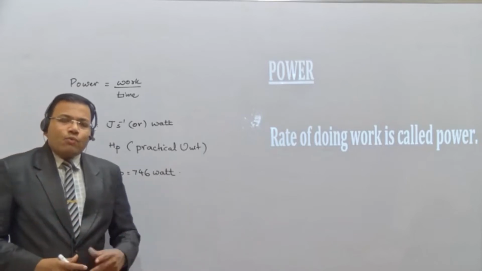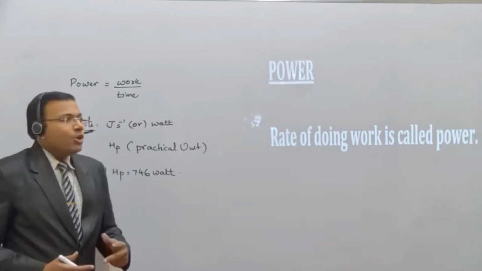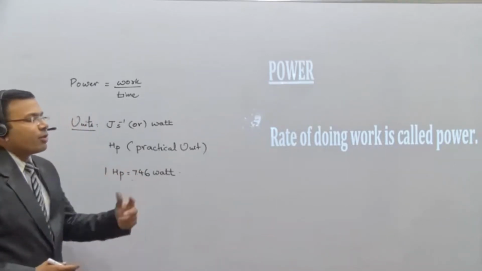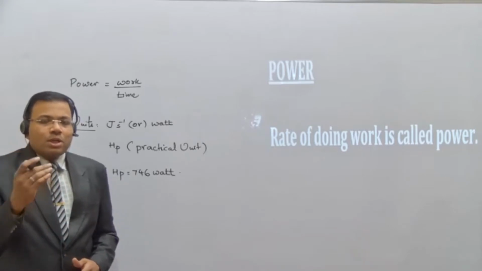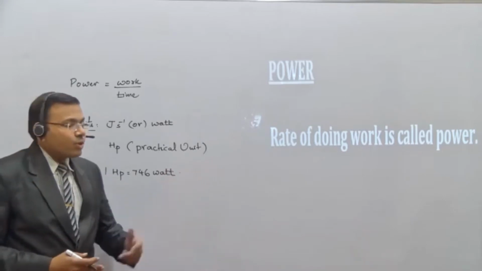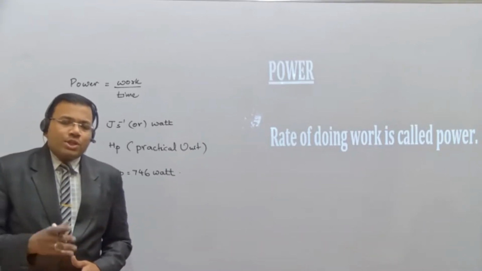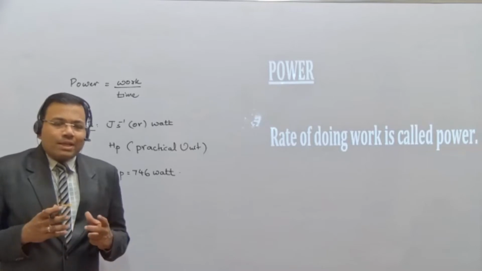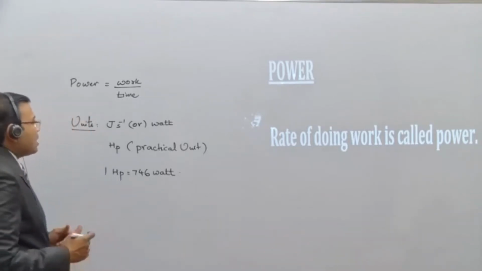Now, coming to whether power is a scalar quantity or a vector quantity. You can see from the formula and the definition, it is the work done in unit time, that is the rate of doing work. Work is a scalar quantity. Time is a scalar quantity. Therefore, without any doubt, we can say that power is a scalar quantity.